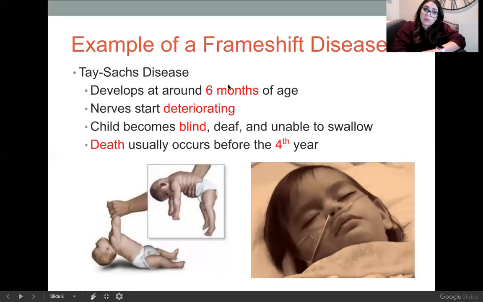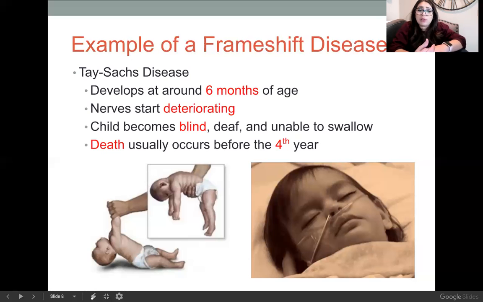So around 6 months, when babies should be doing this sitting and this rolling, what babies with Tay-Sachs disease actually start to experience is that their nerves, instead of making connections within these synapses, their neurons, they actually start to deteriorate. And so what that means is that they start to accumulate fat in their brain, and the fat actually starts to suppress all of this tissue. And so these babies, they actually go blind, deaf, and they lose the ability to swallow. And so the only prognosis for this type of disease is it's terminal. They're going to die from it.